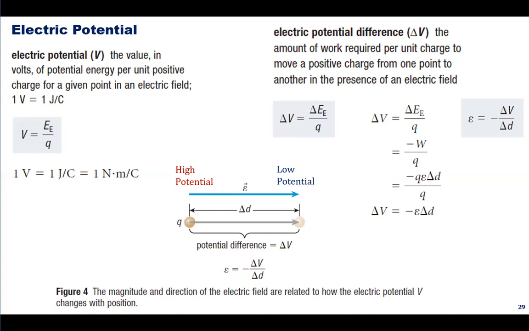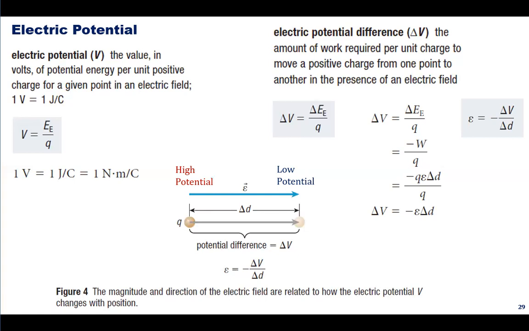So this relationship shows how an electric field varies with a change in electric potential, that is, electric potential difference, and the change in position in this field. Epsilon equals negative delta V over delta D. So this equation states that the magnitude of the electric field is largest in the regions where V is large and changes rapidly with small changes in displacement. Conversely, the electric field is 0 in regions where V is constant.